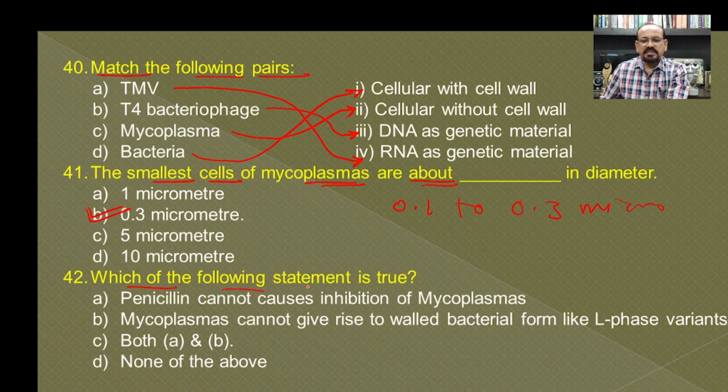Then, which of the following statements is true? Number 1, penicillin cannot cause the inhibition of mycoplasma. This is correct, and the reason behind it is the absence of the cell wall in mycoplasma. Then, mycoplasmas cannot give rise to walled bacterial forms like the L phase variants. There will not be synthesis of the cell wall by the mycoplasma to convert it into bacteria, and again this statement is also correct, and hence both the statements given in this question are true.